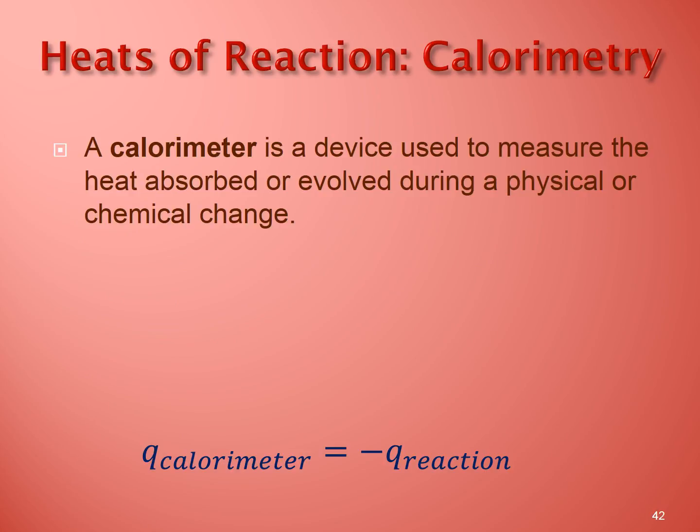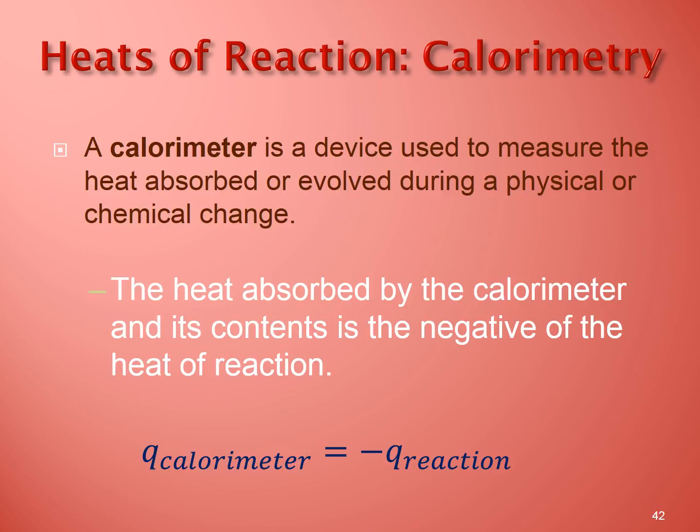All right, so how can we measure some of these heats of reactions? You may or may not have done it in lab yet, but if you haven't, you will. A calorimeter is a device used to measure the heat absorbed or evolved during a physical or chemical change. Just keep in mind that the heat absorbed by the calorimeter is the negative of the heat of the reaction. The reaction takes place in the calorimeter. We use a styrofoam cup with some water in it, and the reaction takes place in the water, and you're really measuring the change in temperature of the water.